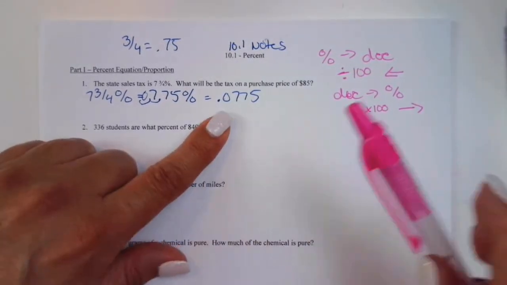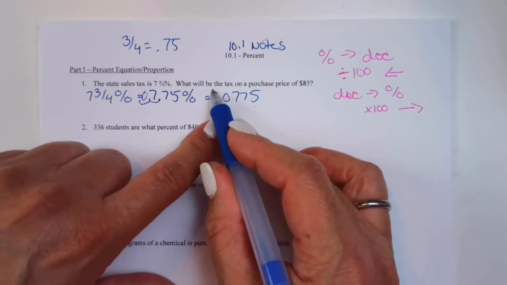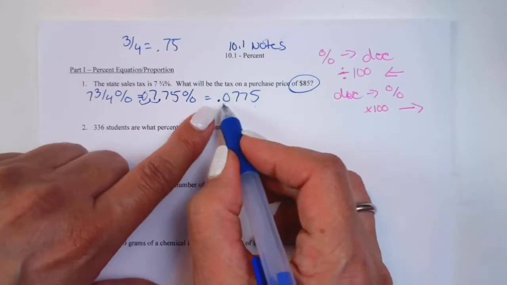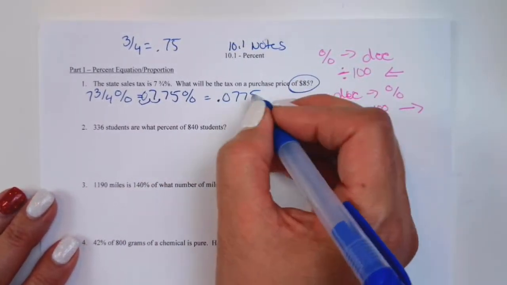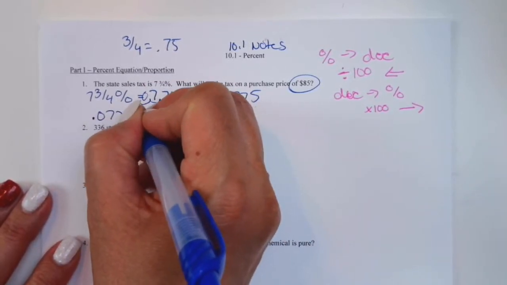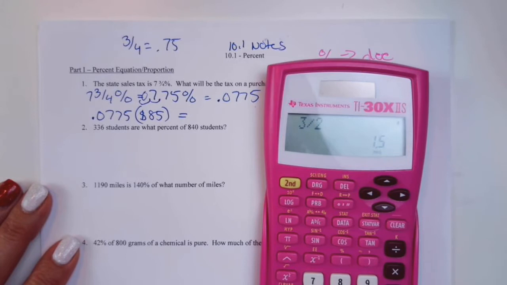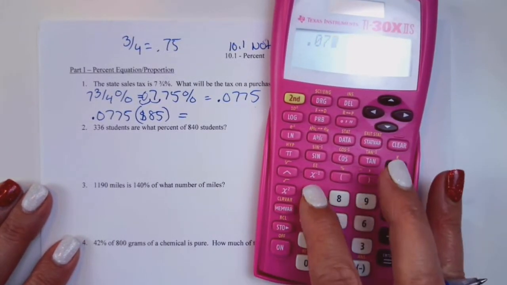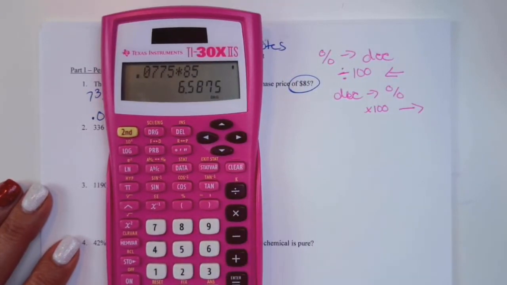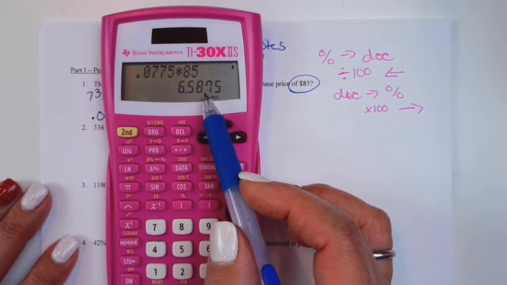Okay, let's go back to this. 0.0775, and so that is the state tax. What will be the tax on a purchase price of $85? So of $85, we're multiplying 85 by this tax rate. So 0.0775 times $85, and when we put that in a calculator, 0.0775 multiplied by 85, we get 6.5875.